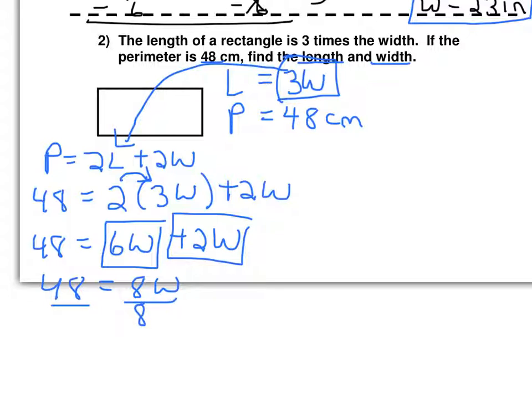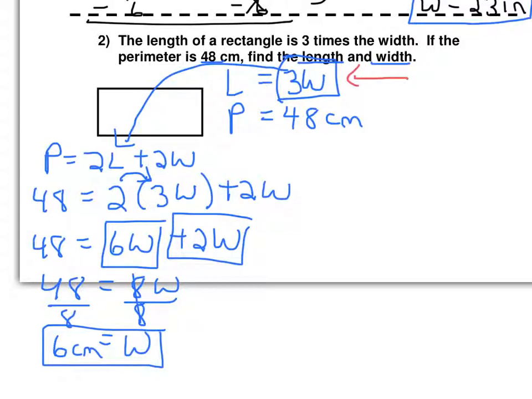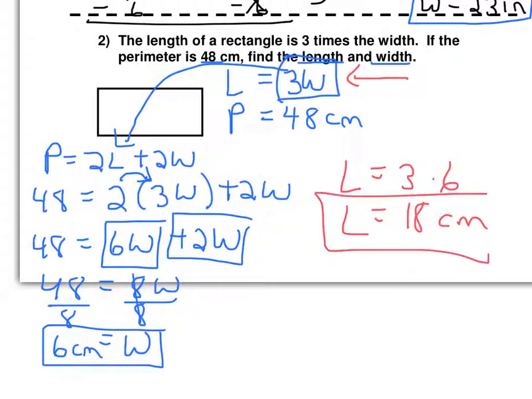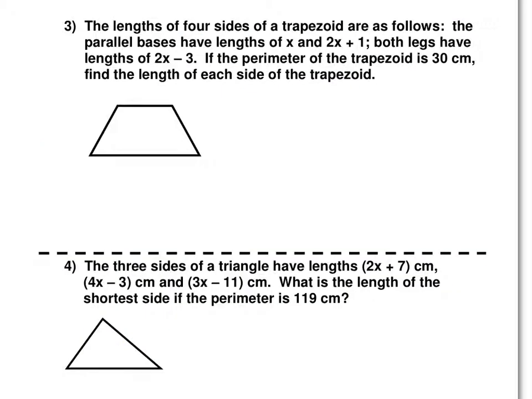Now divide by 8. So W is equal to 6 centimeters. So that's the width. Then it says find the length and the width. So if the width is 6, then here it says the length is 3 times the width. So the length is going to be 3 times 6, so the length is 18 centimeters. So you have 2 answers on that problem. Okay. All right, this is a different kind of a problem.